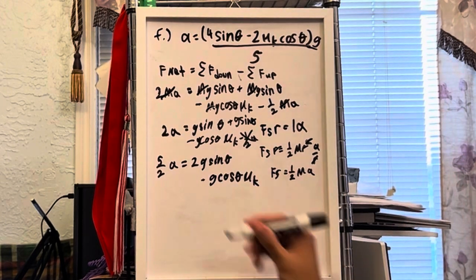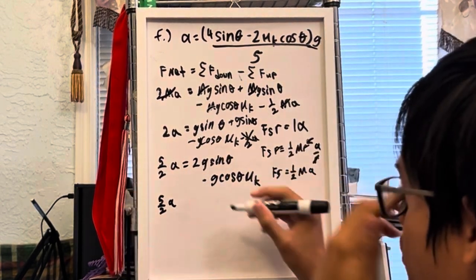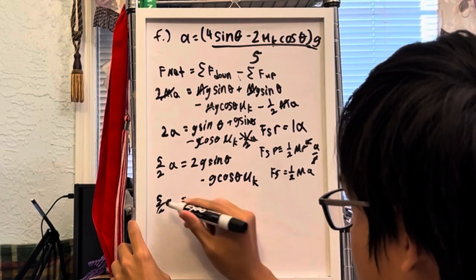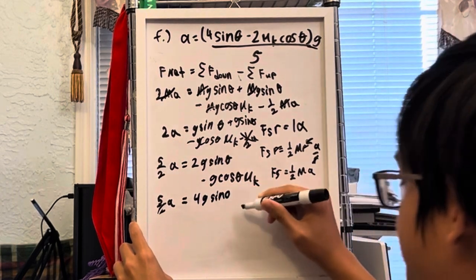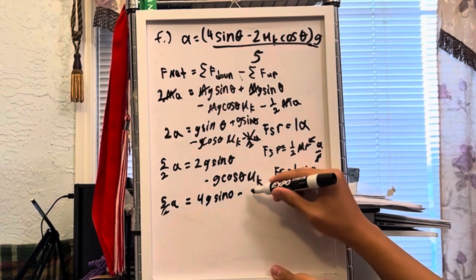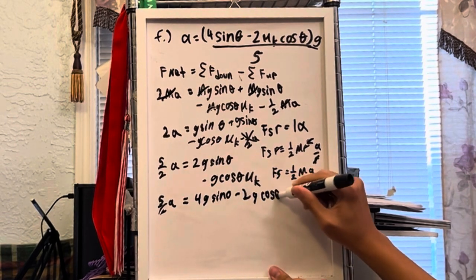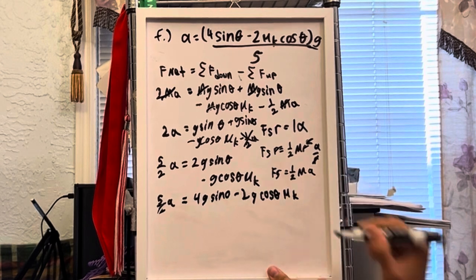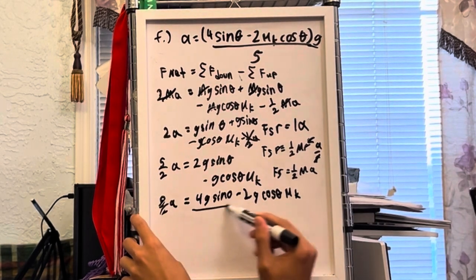Like that. Now at this point, I'm going to multiply a 2 to the other side. So this 2 goes away, and this is going to be 4g sine theta minus 2g cosine theta mu k. And it's all going to be divided by 5 now, because I divide 5 by both sides.